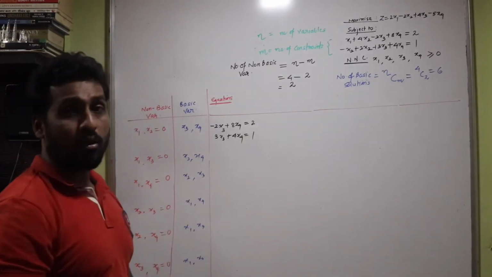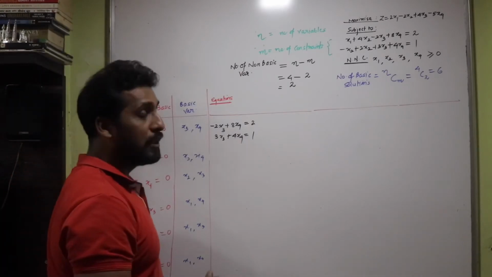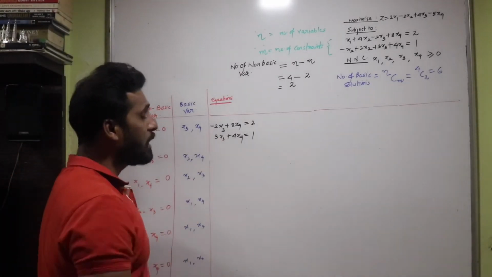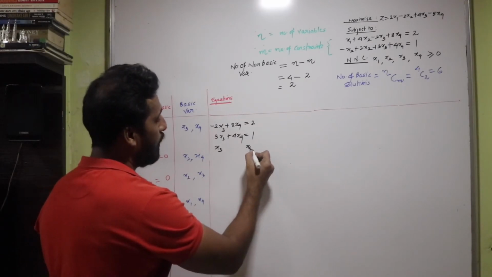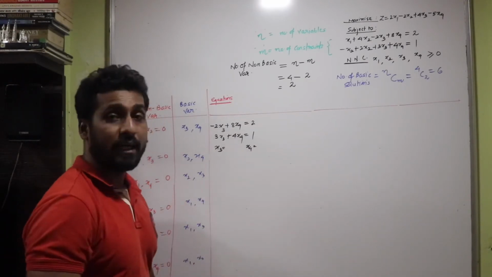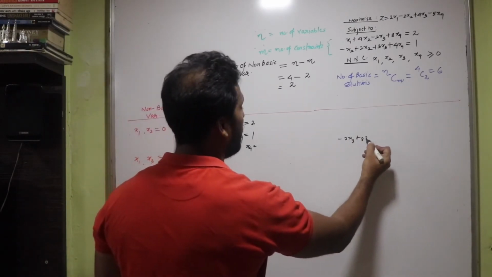So students, I'm going to solve these two equations simultaneously. If I solve these two equations simultaneously, I'll do a rough work. I'll write the values directly here. So from here I'm going to get the value of x3 and the value of x4. So very quickly let us get the values of x3 and x4. So I have minus 2x3 plus 8x4.